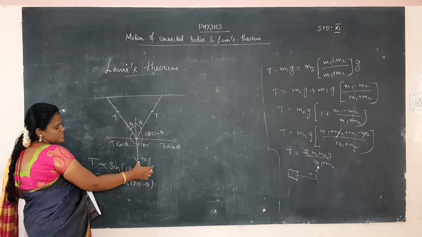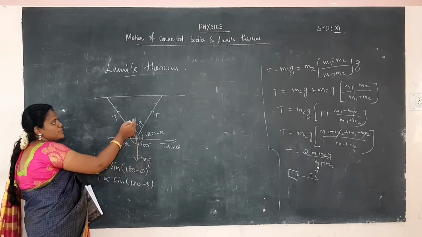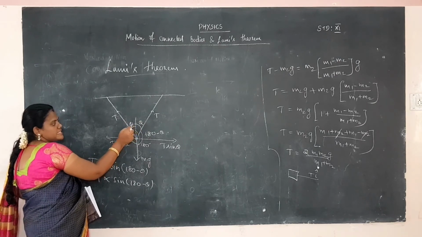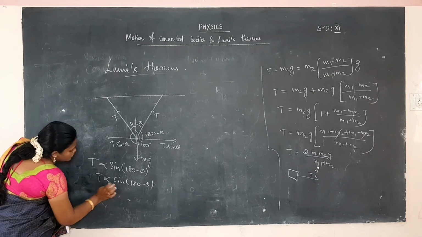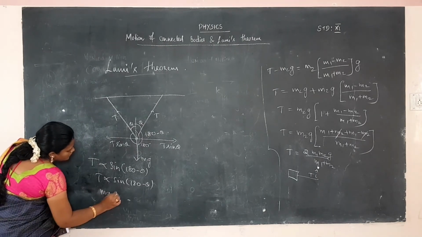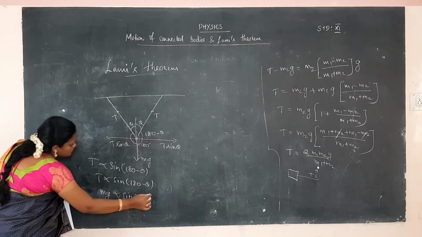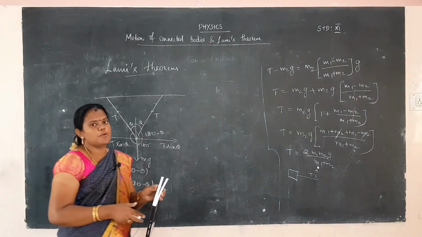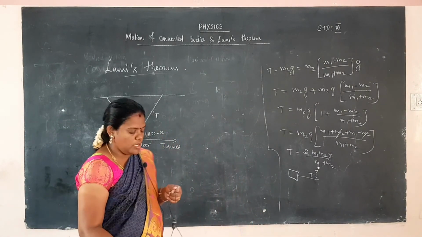Now consider mg. Mg will be directly proportional to the sine of the angle between the two forces, that is theta and theta, which is 2 theta. So mg is directly proportional to sine 2 theta. And T is proportional to sine of 180 minus theta.